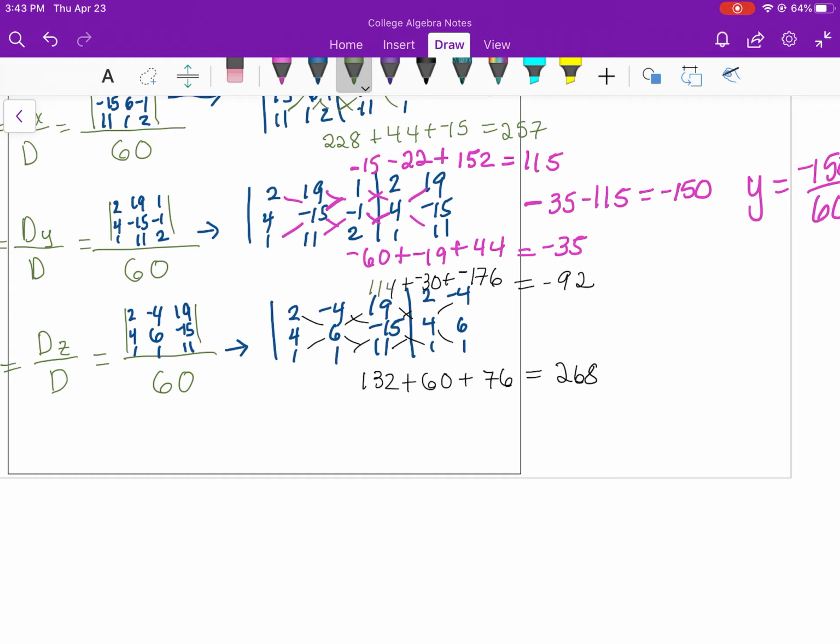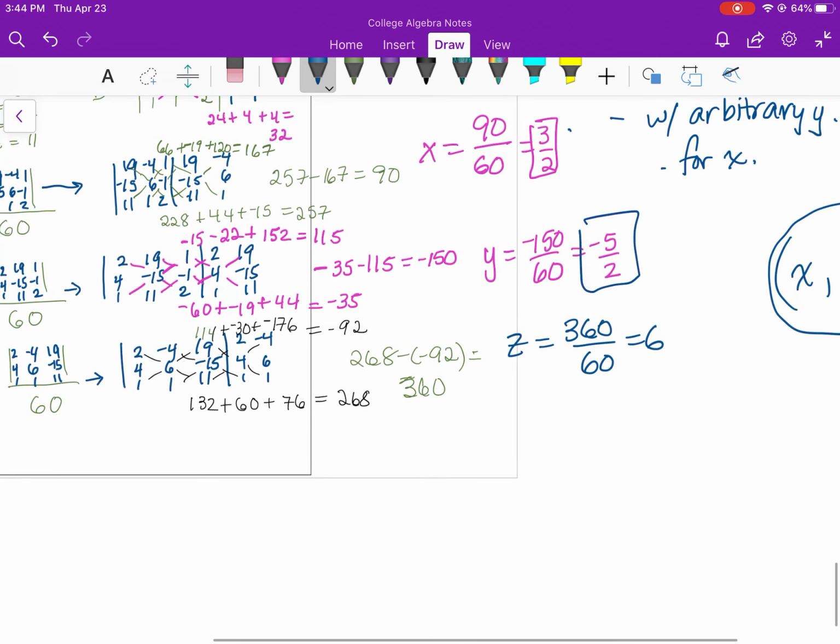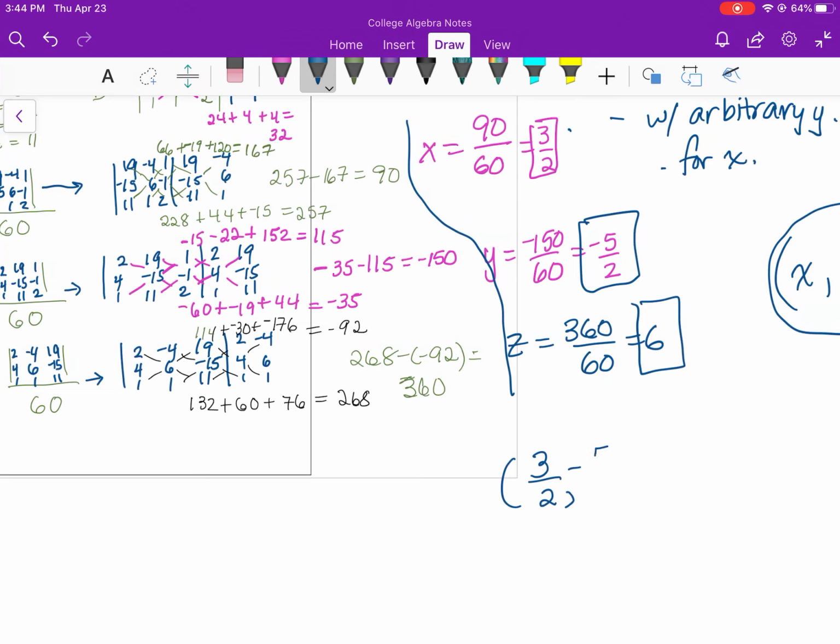Okay, let me just make sure that work is correct now. Okay. 268 minus a negative 92 is 360. So our z will be 360 over 60, which is 6. So if I take these three answers and write them as an ordered triple, I'll have my solution set.